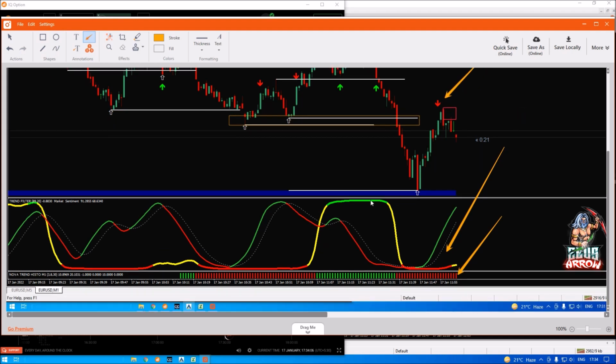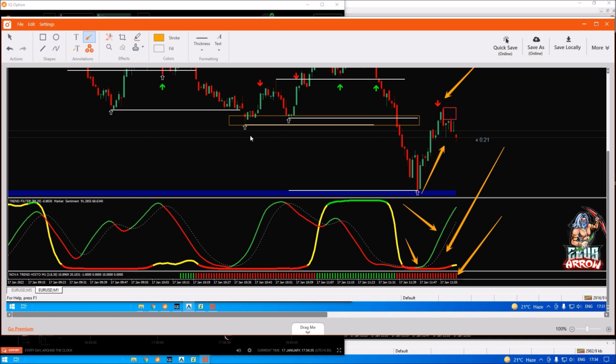Now one more thing which is missing here is the market sentiment. As you can see, the market sentiment from this level of crossover is showing that we are going up. So here it's true that market sentiment is showing that the price is going up, but it is also in an overbought region. So that is why I gave importance to TMI and NOVA trend.